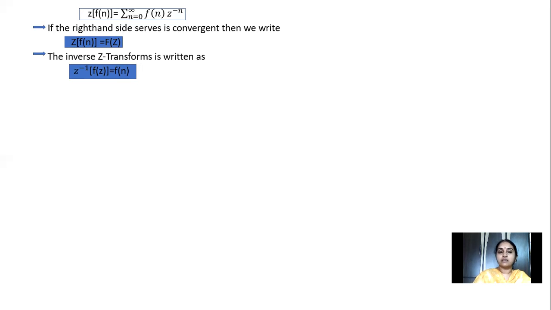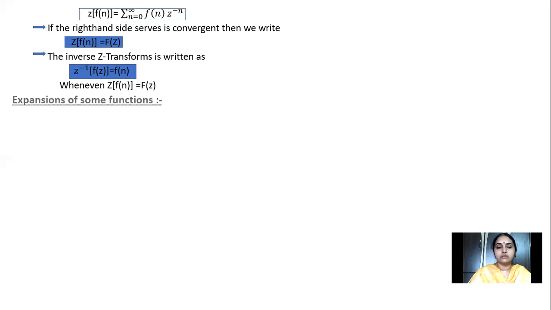Just remember that in Laplace, L of f of t equal to F of s, and L inverse of F of s equal to f of t. Similarly, Z of f of n is equal to F of z.